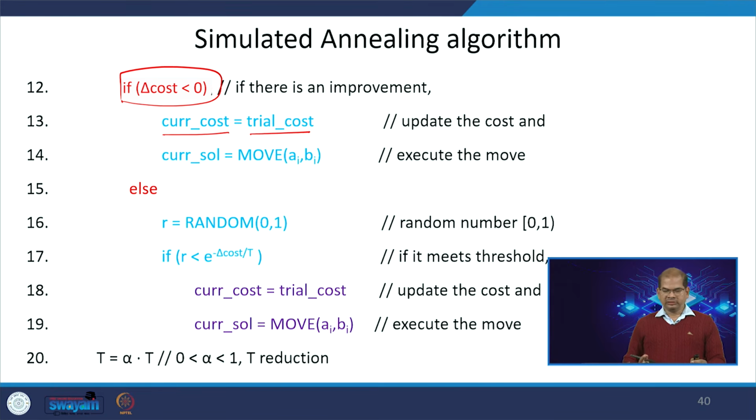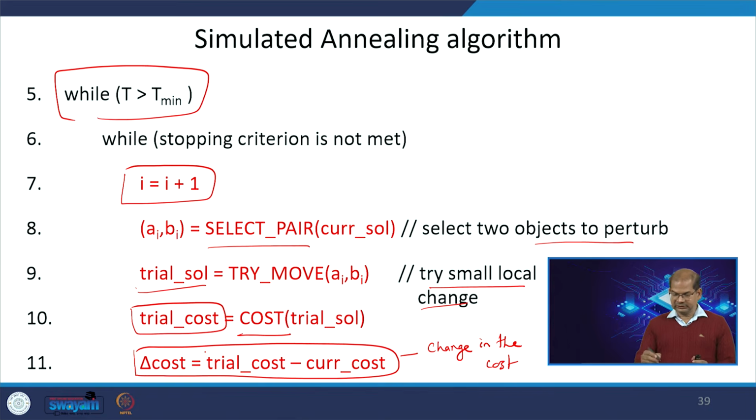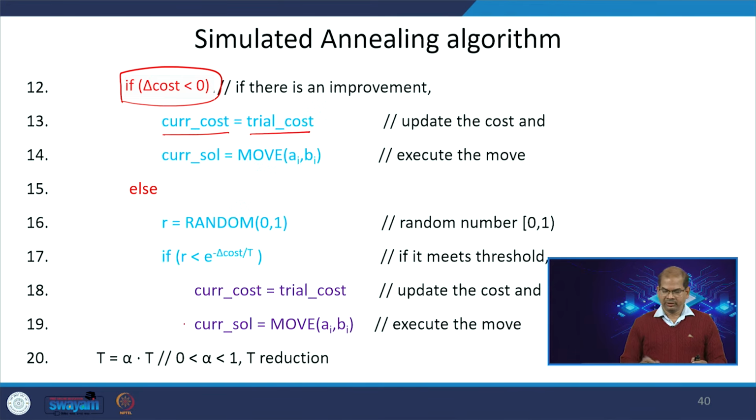Since it is a minimization problem, if I am getting a better cost, there is an improvement. Since this is applied for a minimization problem, trial cost minus current cost, the delta cost, is negative. So I am getting an improvement. The trial cost is going into a better solution, so now the trial cost is my current cost and I will accept that move.